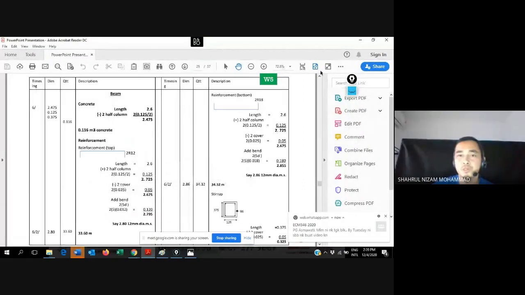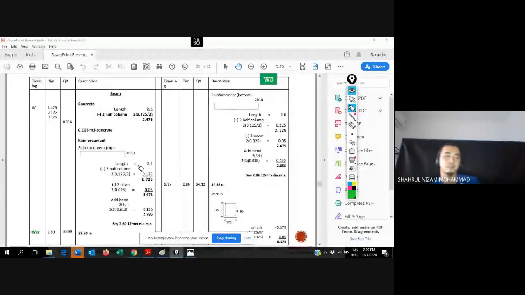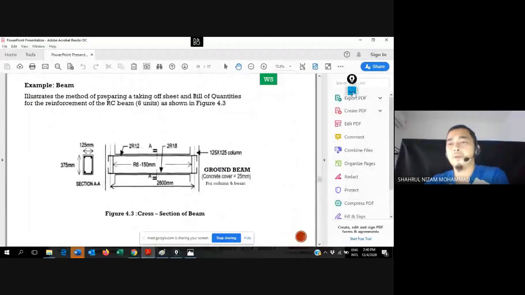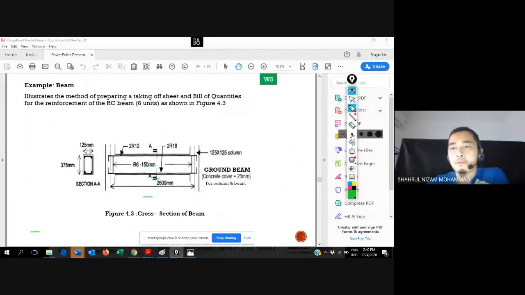Right, so if you look at the solution here, the time sink is 6 slash 2. And then for the length, you need to calculate the length of one reinforcement for the top. So here 2.6 is based on the dimension provided in the diagram. And then you need to plus with 2 half column. Okay, and then you need to minus with 2 cover. So you will get 2.675.